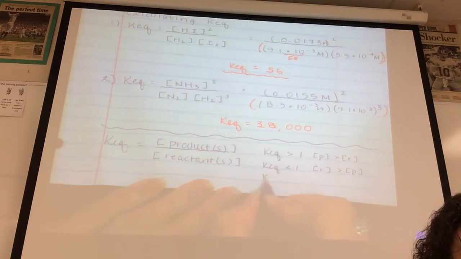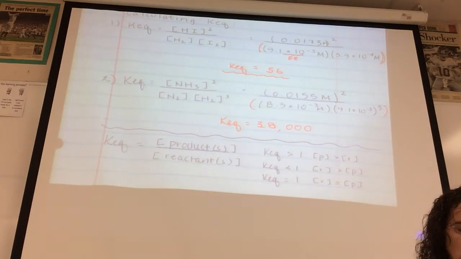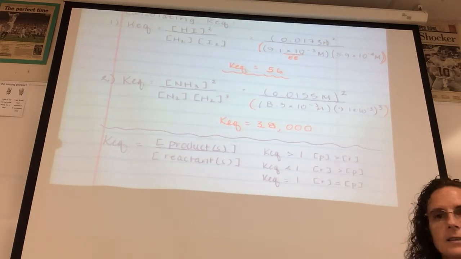If KEQ is equal to 1, what can you say about reactant and product concentration? They have to be the same or equal. So if these two values are the same, then KEQ is equal to 1, and now you're at equilibrium. Okay? So when product concentration is greater, the forward reaction is favored. That gives rise to a KEQ greater than 1. When reactant concentration is greater than product, the reverse reaction is favored. And that's what we're looking at here. So I like to do things mathematically because I like math and I think it's easier to interpret than to memorize. So if you understand the concept, you'll do better, especially if you're a little bit nervous on an assessment.